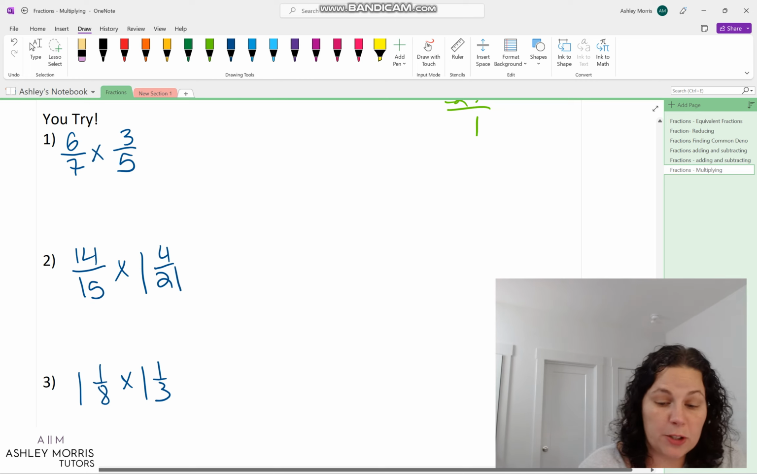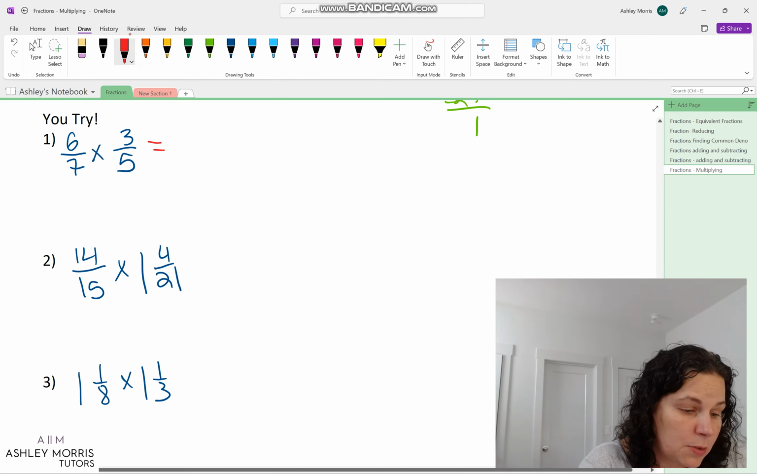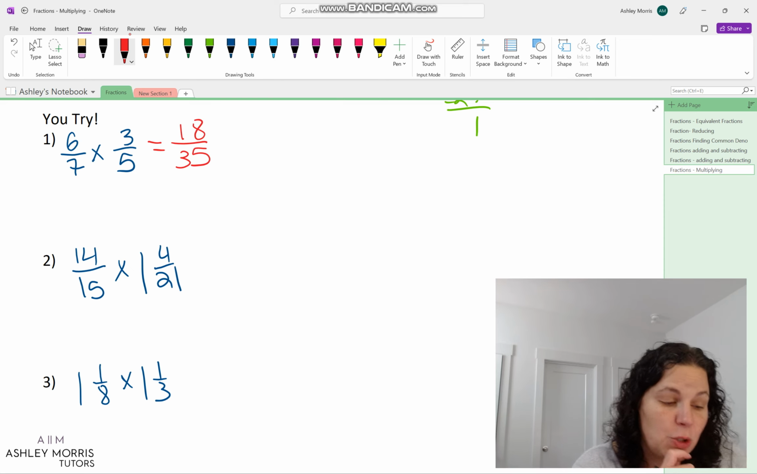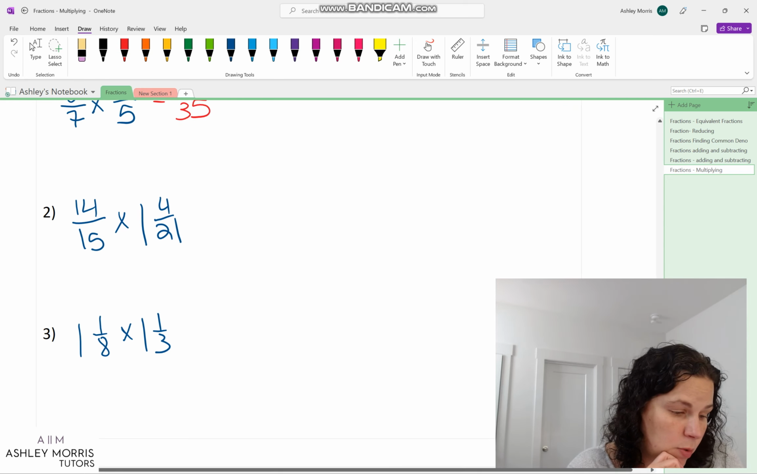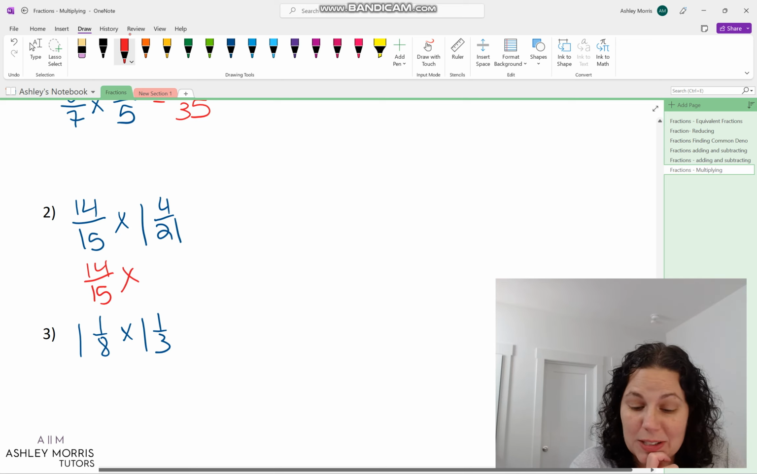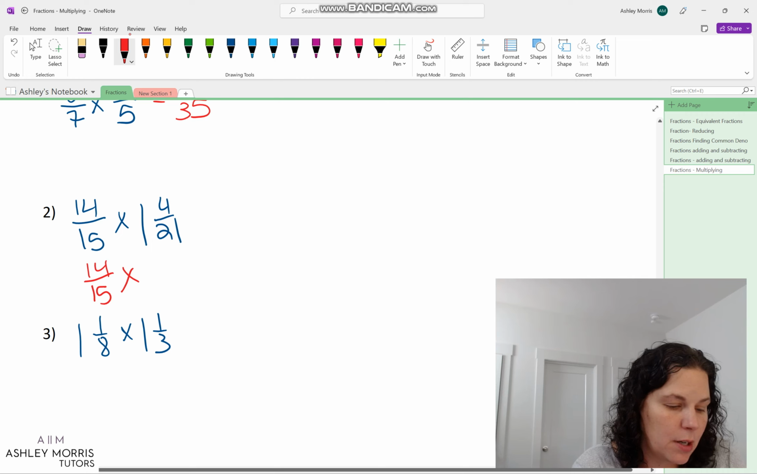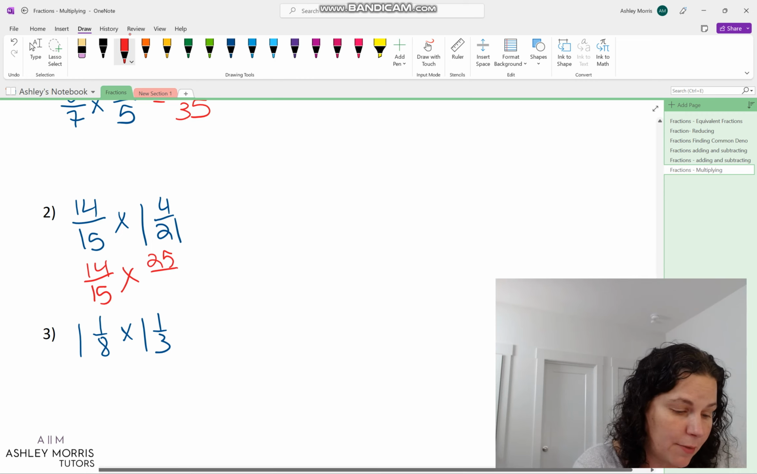So now that you've tried them on your own, let's do them together. Multiply the top. 6 times 3 is 18. 7 times 5 is 35. And you cannot reduce that. Number 2, 14 over 15, that's fine. Times, we got to turn that mixed number into an improper fraction. 21 times 1 is 21, plus 4 is 25.